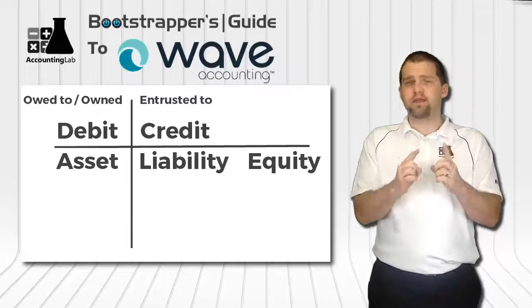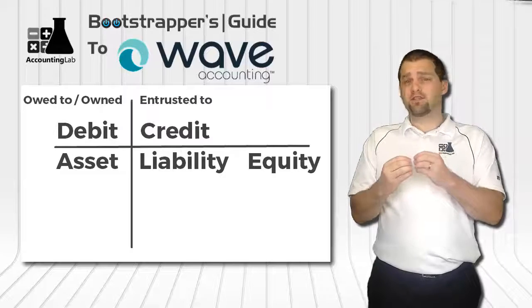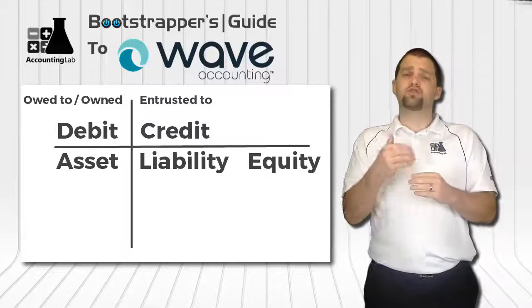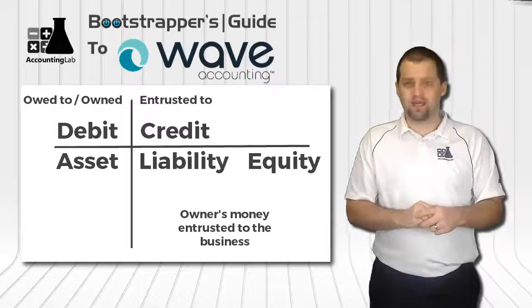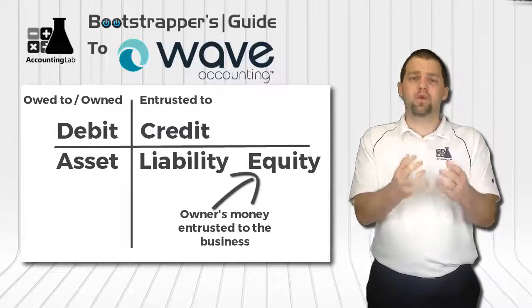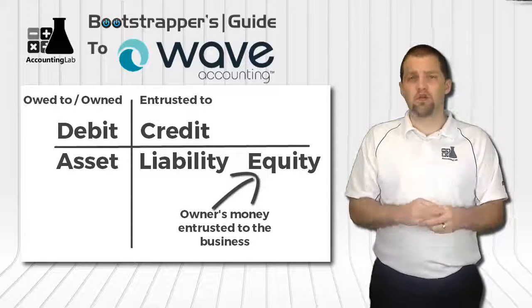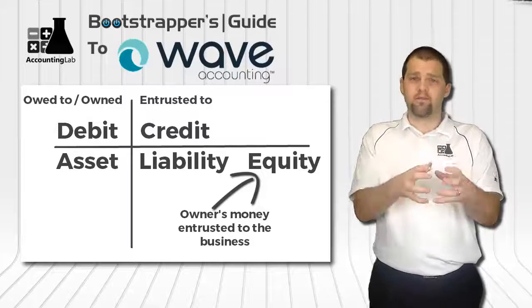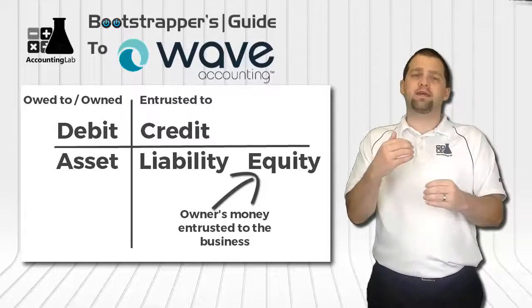Equity, if you think about it, is money that belongs to the owner of the company, but the owner has entrusted that money back to the company to reinvest and to grow the business. So it is also entrusted funds. Hence, equity is a credit.